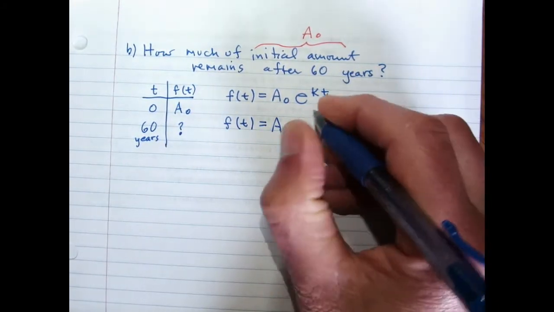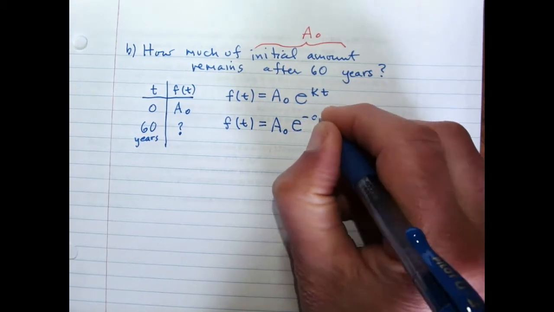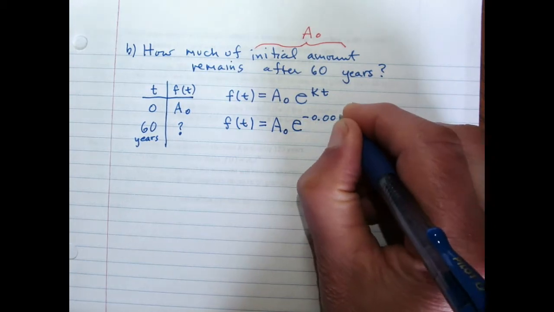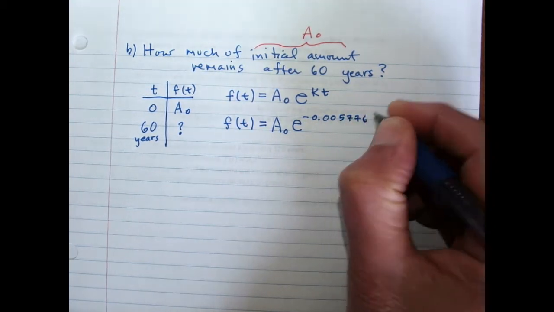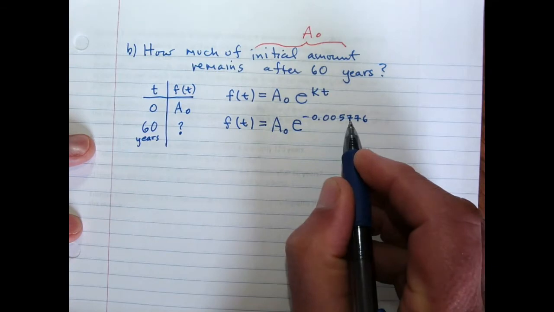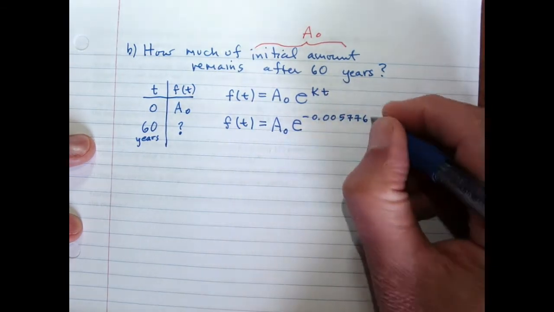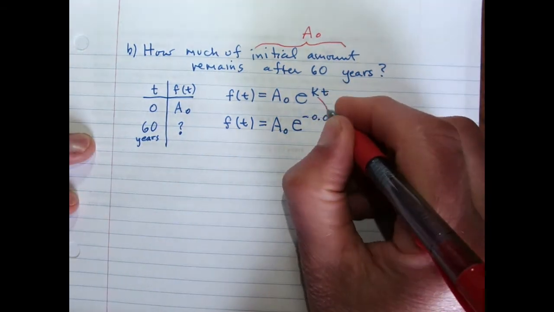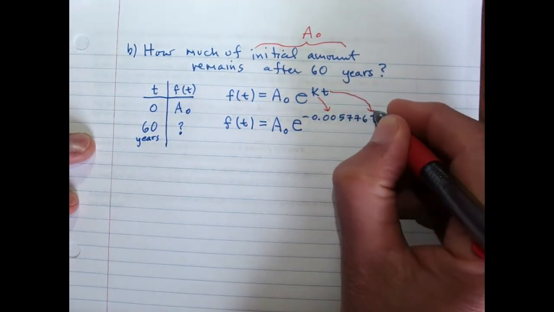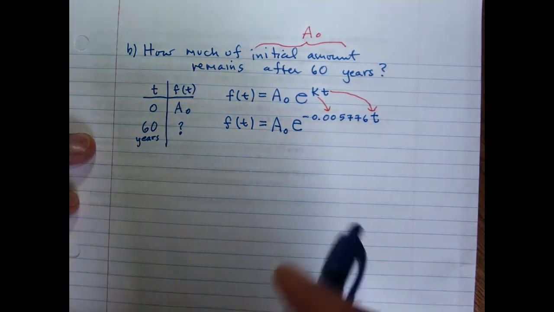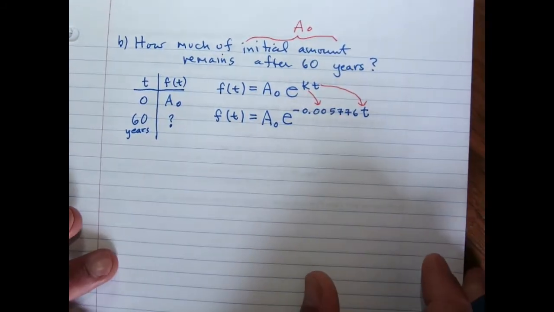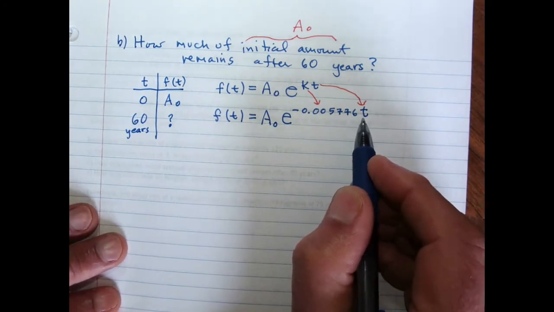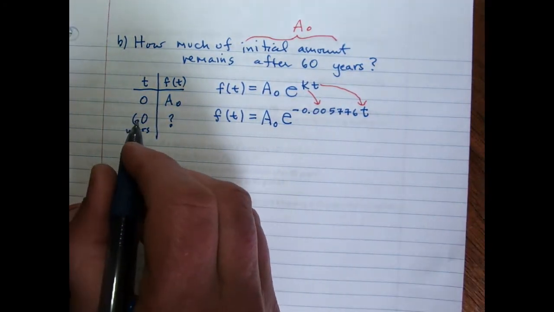A0 e to the k is minus 0.005776. And now when I put this back into the original function, I have my variable t back there, right? So we got our k value. Don't forget we also got our t variable there. This allows us to calculate function values for other values of t, and we want t to be equal to 60.